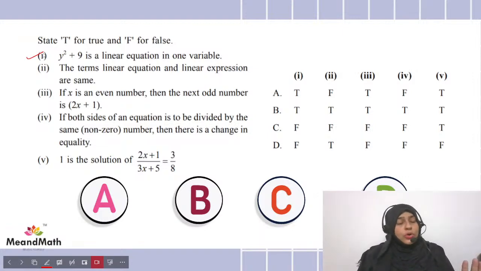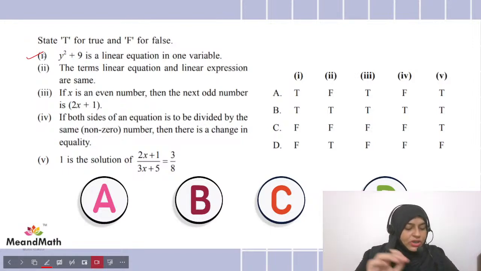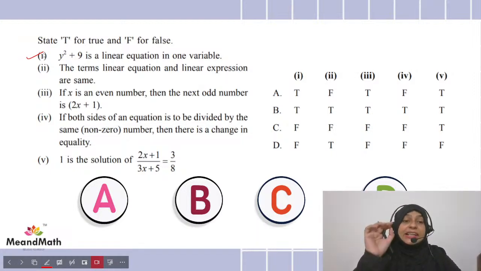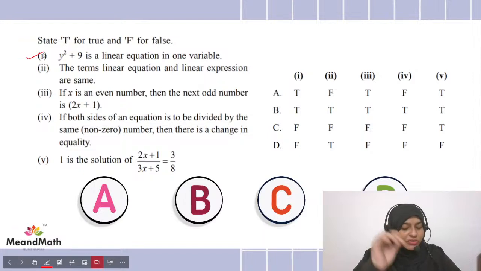Now, y square plus 9 is a linear equation. So, do you know what is a linear equation? In case of linear equation, what's the required condition? Linear means the power of the variable must be 1. Right? Now here, what is the power? Who will tell me what is the power of the variable here?